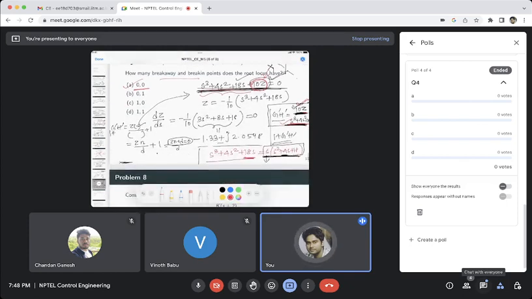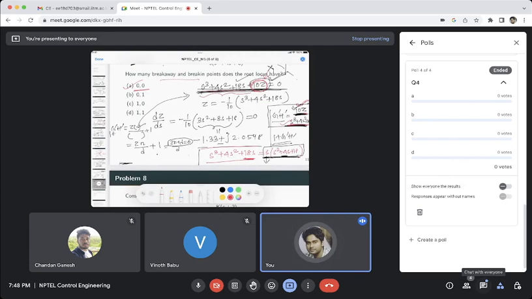Or you can also, by calculating this, verify that this imaginary value actually does not satisfy your magnitude condition. That means your k cannot be a positive number for this. So from this also you can verify.